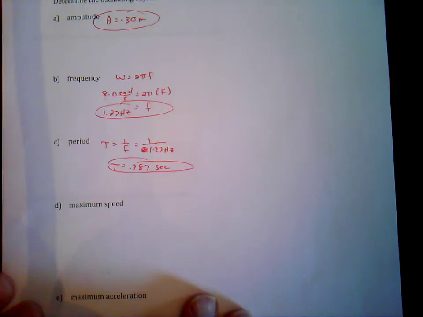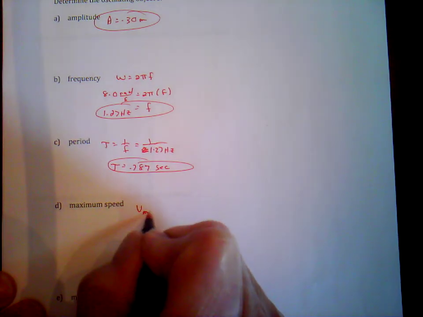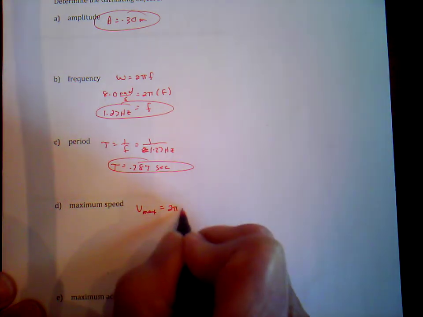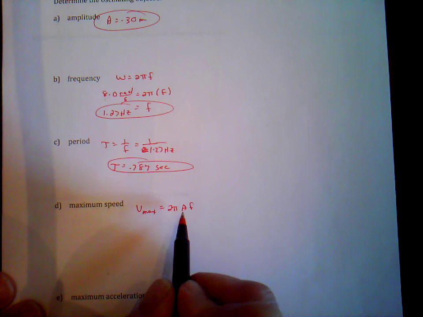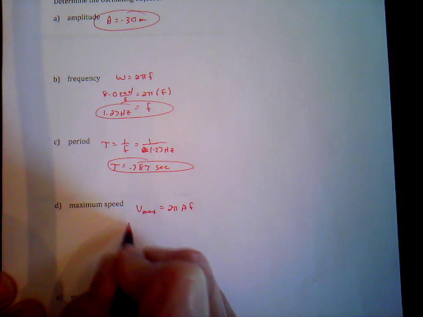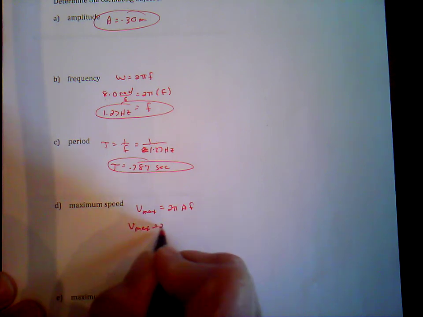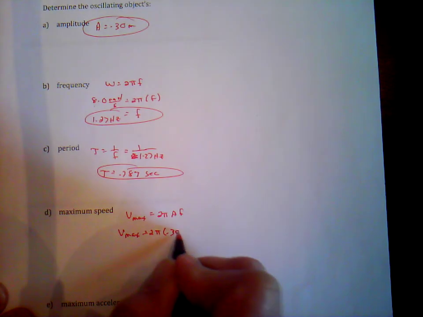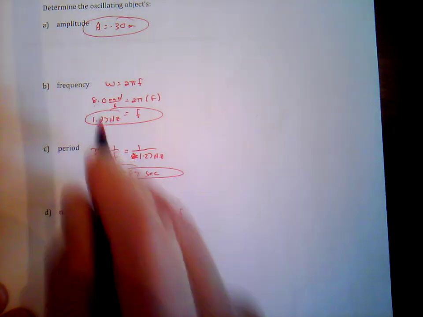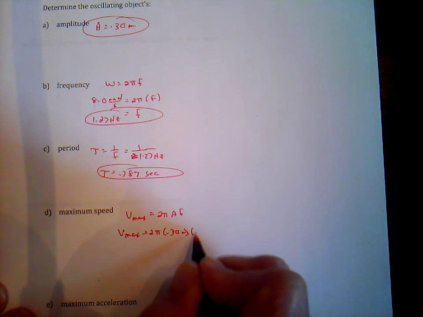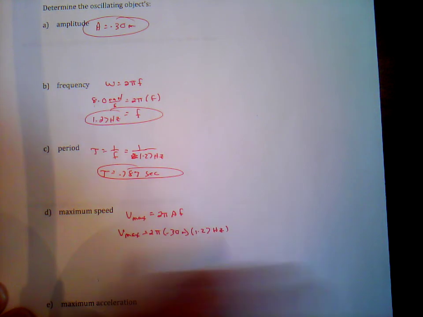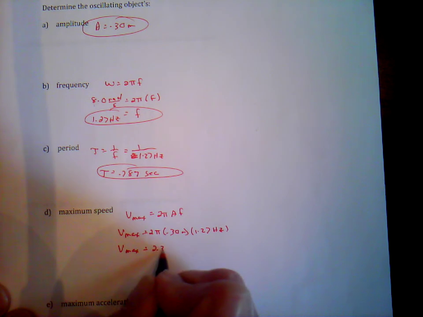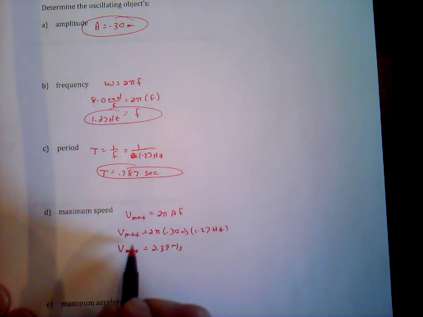The maximum speed. Remember, an equation for maximum velocity for an object in simple harmonic motion is 2 pi AF. We now know the amplitude and the frequency for this system. The maximum velocity is 2 pi, the amplitude is 0.30 meters, and the frequency is 1.27 hertz. We get that maximum velocity to be 2.39 meters per second.